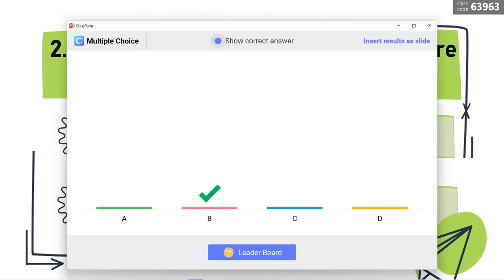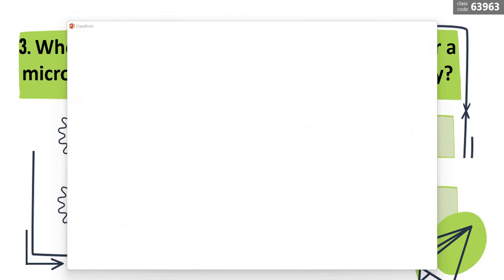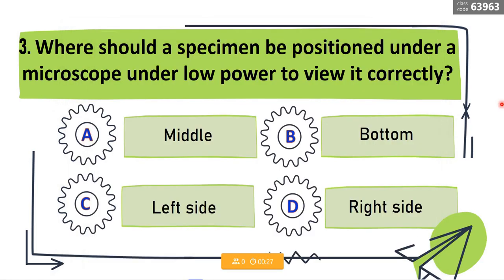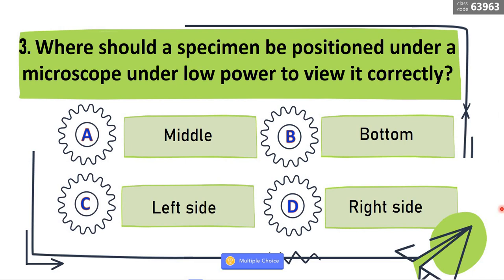Okay, time is up. So let's reveal the answer. The correct answer is letter B. So we are given three objective lenses. Okay, let's have number three question. Okay, time is up. Let's reveal the answer. The correct answer is letter A. So this is the place we're going to position the specimen. Okay, number 4 question.